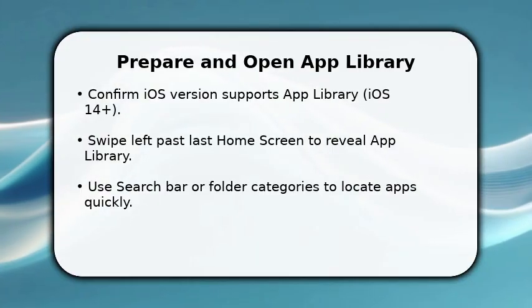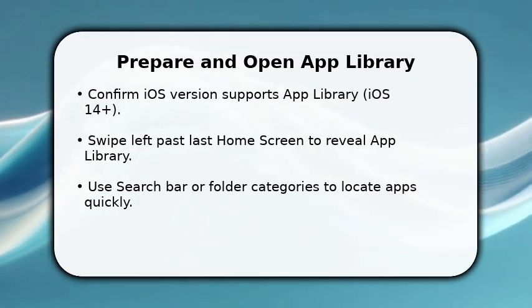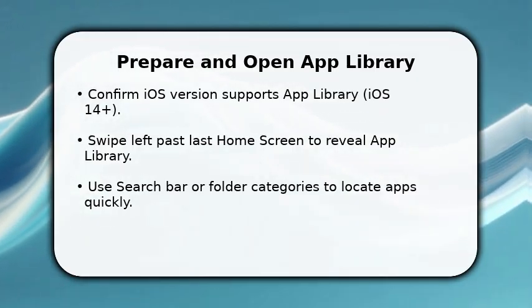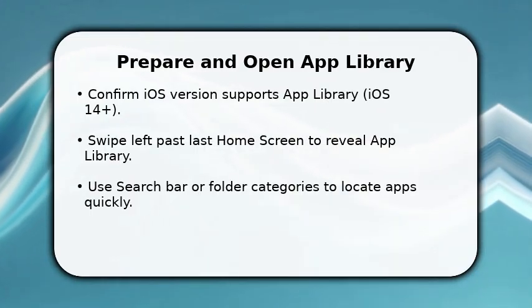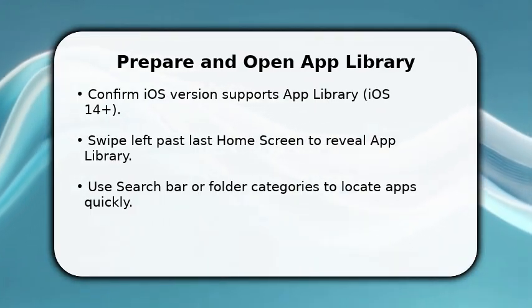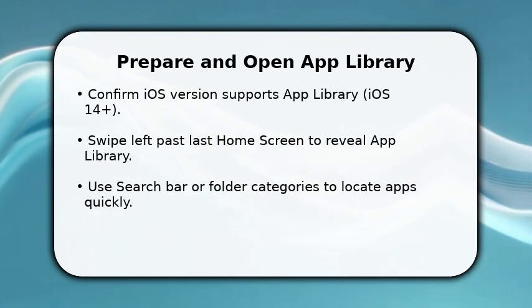You've already got iOS 14 or newer. Now open the app library by swiping left past your last home screen. Once there, use the search bar to type an app name or tap a category folder to view grouped icons.